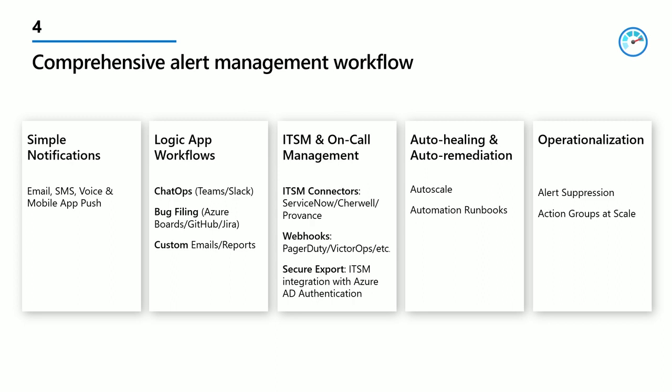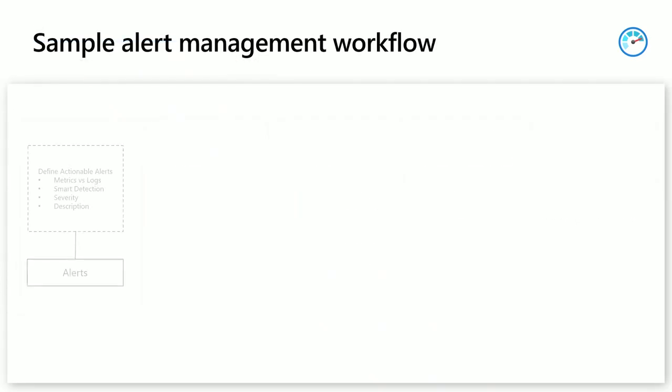And lastly, operationalization. Again, going back to that at-scale philosophy that we talked about, how do you do alert suppression? Maybe you are doing a planned downtime on Sunday evening. How do you avoid alerts during that time? Or as a central IT organization, how can you set up alerting policies at scale, saying, let's say, all the Sev0 alerts across my entire subscription, I want to get a voice call even at 2 a.m. in the night. All of those central policies you can very easily set up.